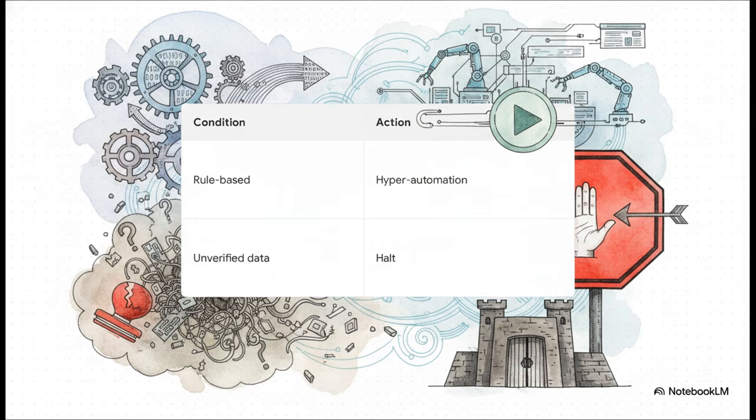If this observable condition holds, say a process is strictly rule-based, high volume, and spans multiple systems, do this: deploy full hyperautomation. But if a process requires human empathy or deals with strange edge cases, do this instead: retain human oversight and use AI merely as an assistant. And crucially, if your legacy data is unverified or siloed, do this: halt entirely. Delay automation until data governance is fully resolved.